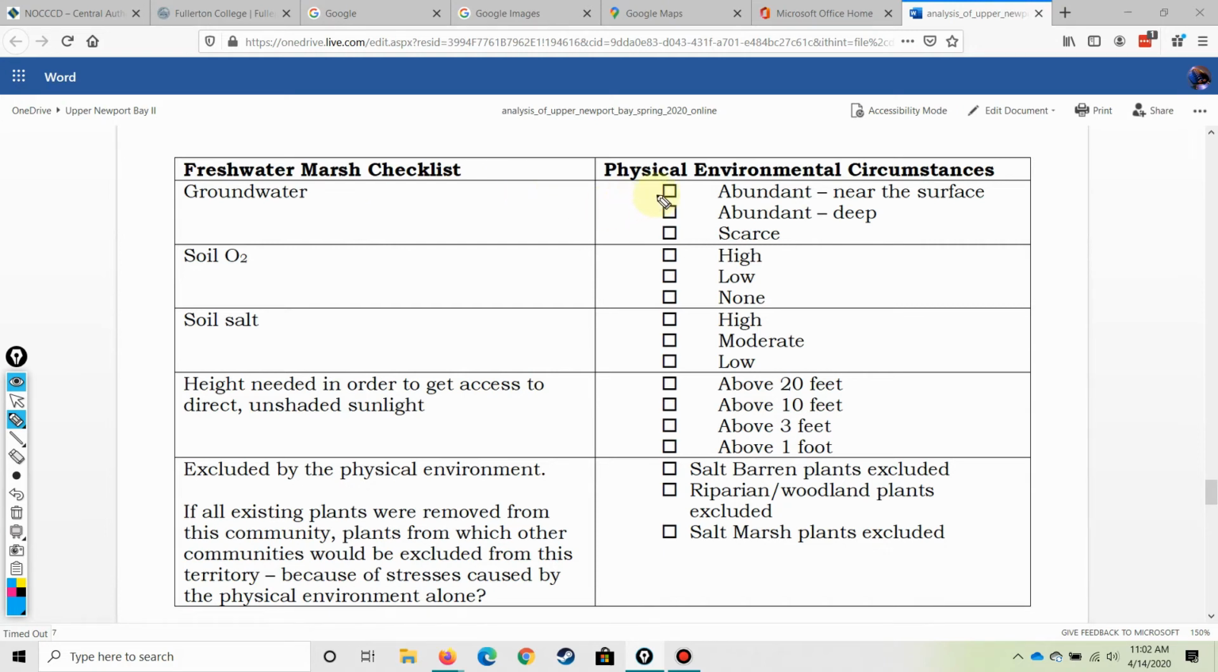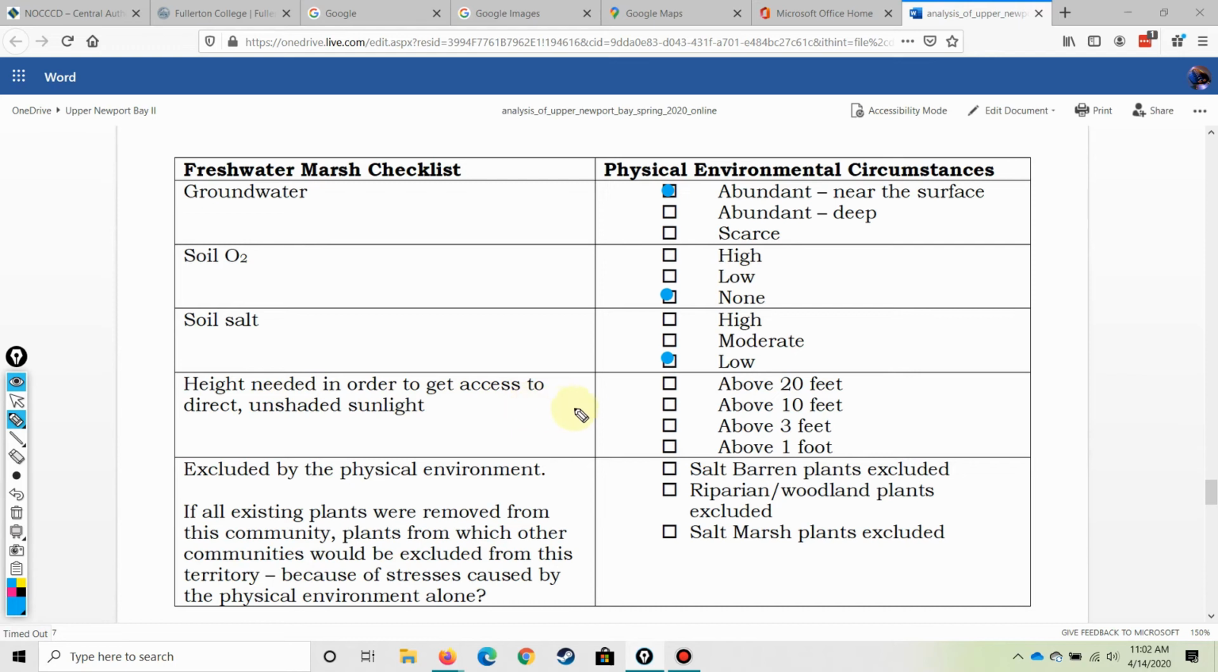So the freshwater marsh has abundant groundwater near the surface, but it has no oxygen in the soil. The soil salt is very, very low in the freshwater marsh. It's low because that region is flushed out by fresh water that slowly moves through that area. So it washes out any of the salts that might come in there by occasional high tides. So low salt in the soil.